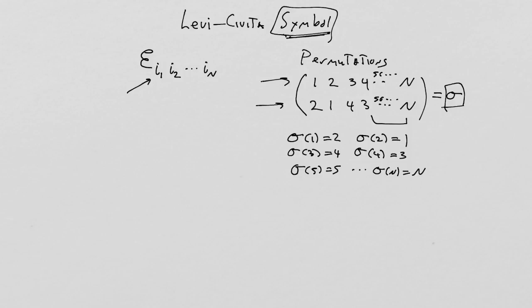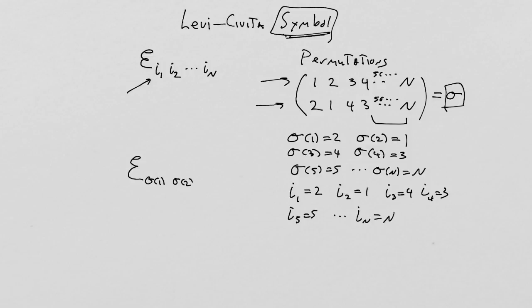The alternative way of doing this is saying that I sub 1 equals 2, I sub 2 equals 1, I sub 3 equals 4, I sub 4 equals 3, I sub 5 equals 5, to I sub n equals n. And the subscripts we put on our Levi-Civita symbol could be the ones I've written down there, or it could be like this. Right. So those are two notations that are in pretty common use out there.